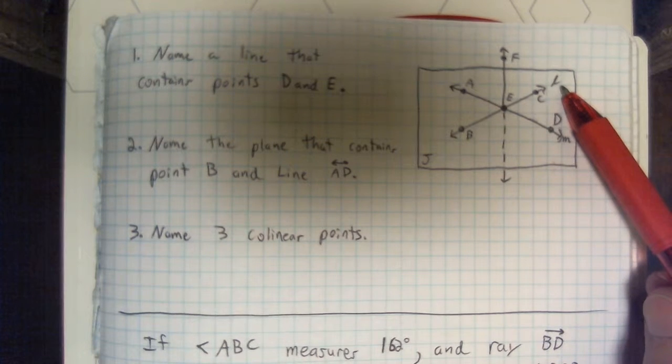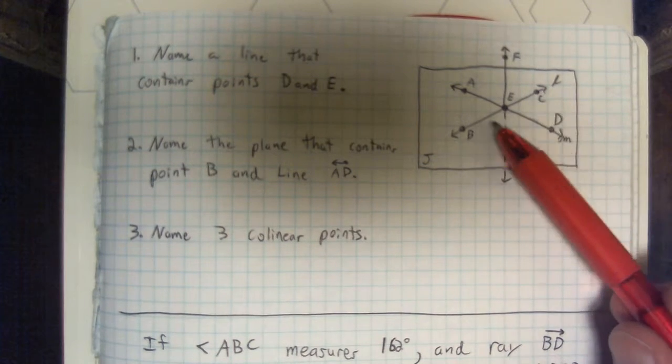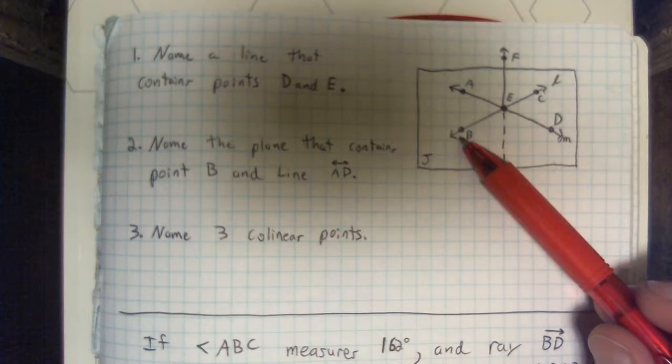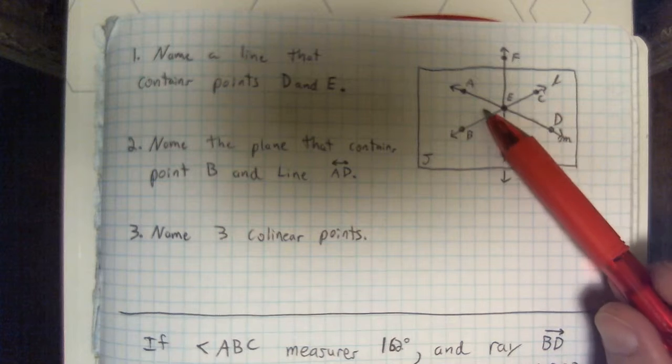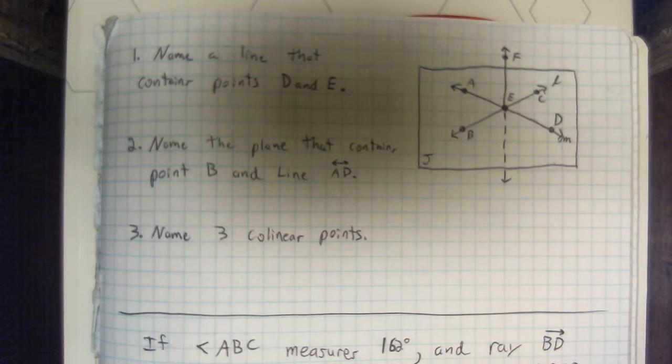Our lines also have names. Line L, line M. We could also name the lines based off of the letters if we wanted to. We could call this line BC or AD over here if you'd like to. We also have line FE. So there's different ways of naming all these things.